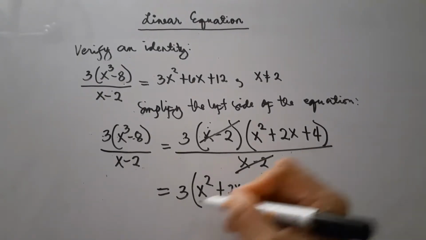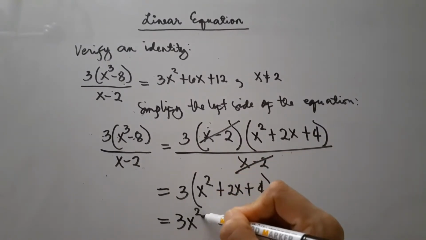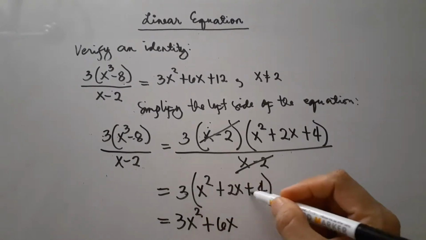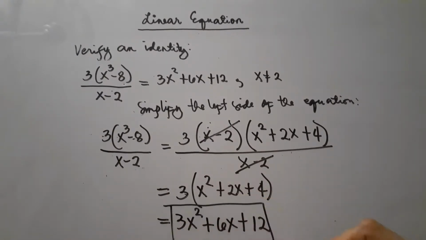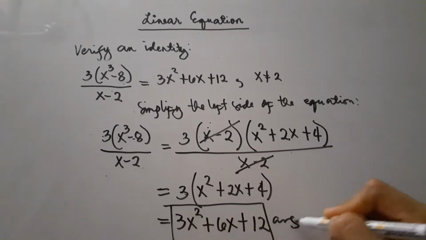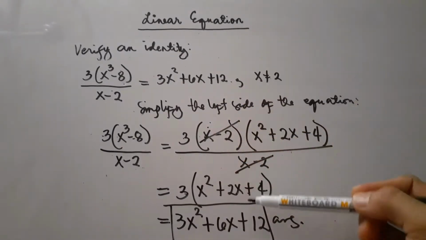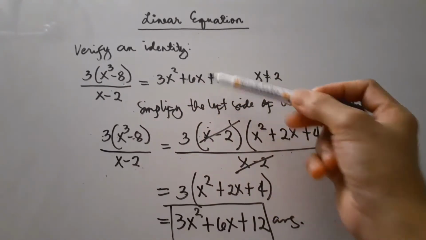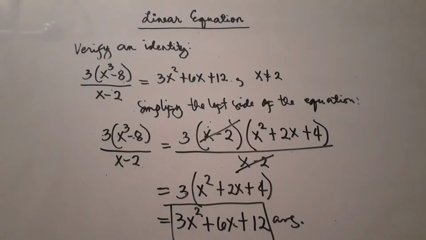And then we simplify this one. So 3 times x squared becomes 3x squared. Then 2x times 3 becomes 6x. 3 times 4 becomes 12. So we have to verify. The 3x squared from the top is the same equation. So the expression 3 times x cubed minus 8 over x minus 2 is the same as 3x squared plus 6x plus 12. So both sides are similar.